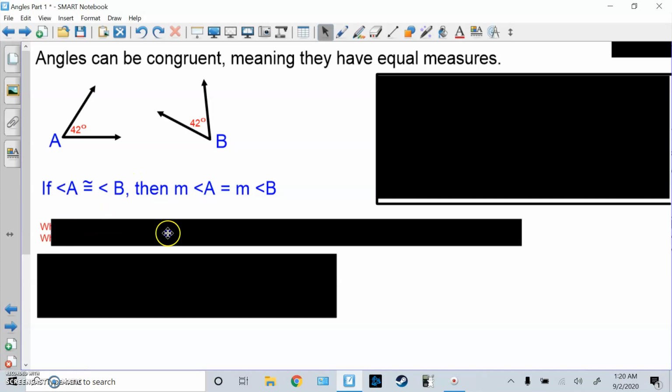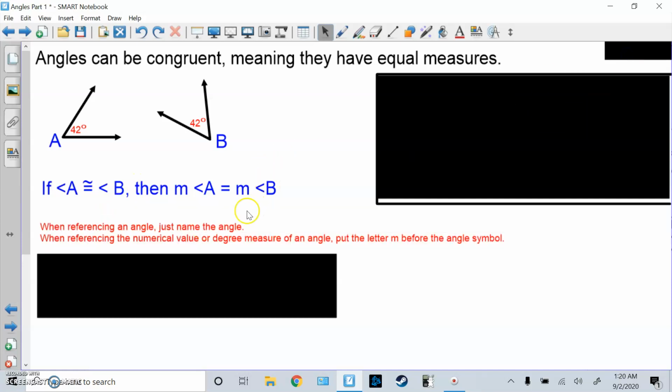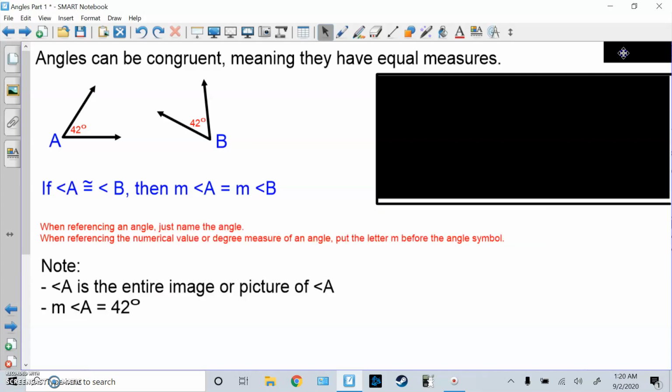Alright, so make sure you know when referencing an angle, just name the angle, angle A. When referencing the numerical value or degree measure of an angle, put the letter M before the angle symbol because M stands for measure. So in that picture above, angle A is the entire picture right here. But measure of angle A is the number 42.